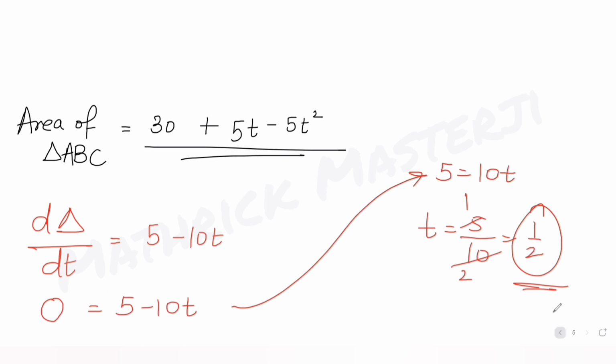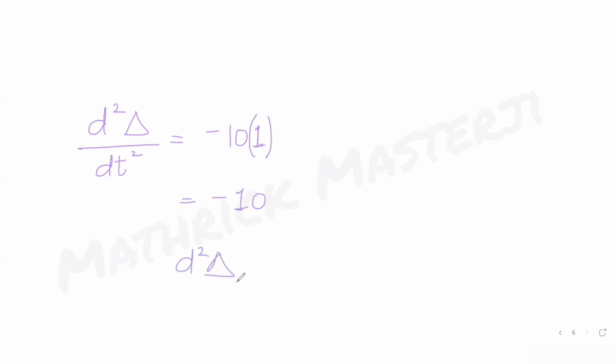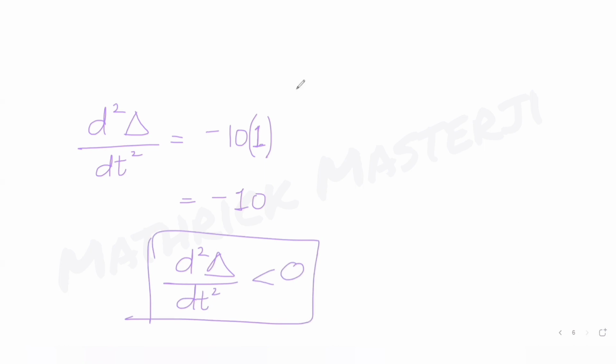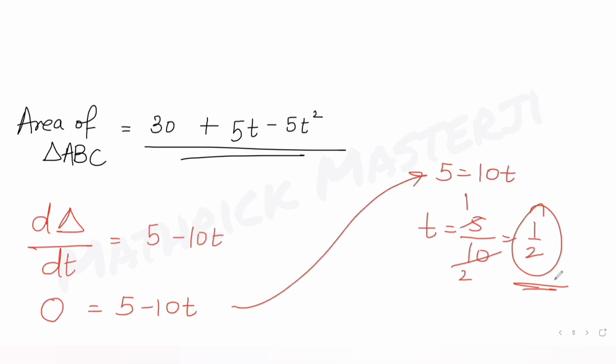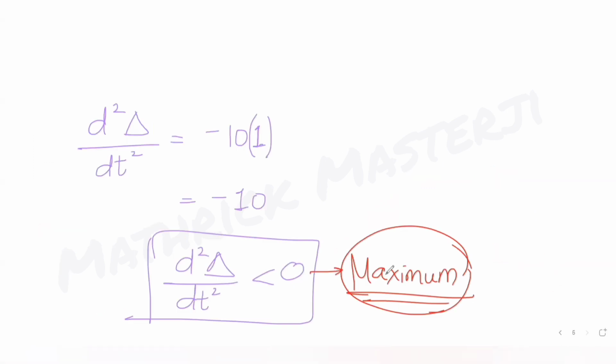Now once you get the value of t as half, you understand that you need to take the double derivative. So if I take the double derivative of this same expression, 5's derivative is 0 and minus 10t's derivative is minus 10 into the derivative of t, which is 1. So you get that as minus 10. And when you get the double derivative as negative, it means it is a maximum. So you are obtaining a maxima at t is equal to half.